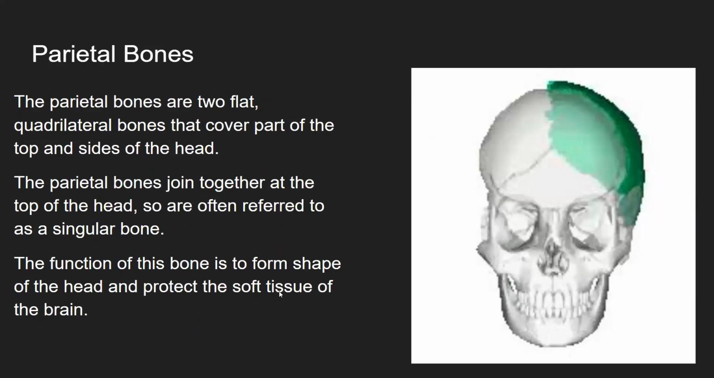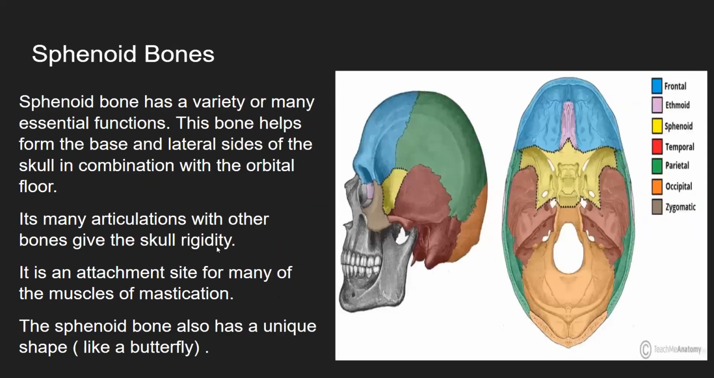Next, we have the parietal bone, which are two flat quadrilateral bones that cover part of the top and sides of the head. The parietal bones join together at the top of the head, so are often referred to as a singular bone. The function of this bone is to form the shape of the head and protect the soft tissue of the brain. Next, we have the sphenoid bone.